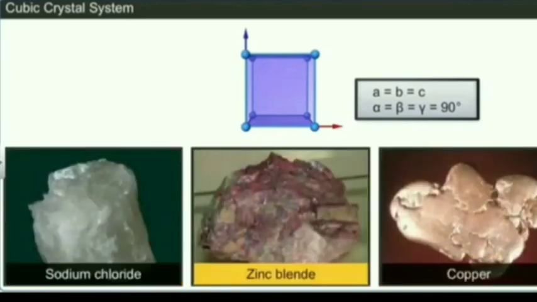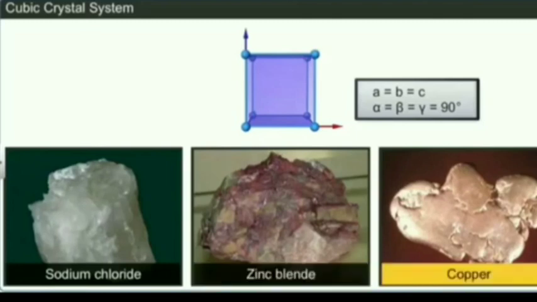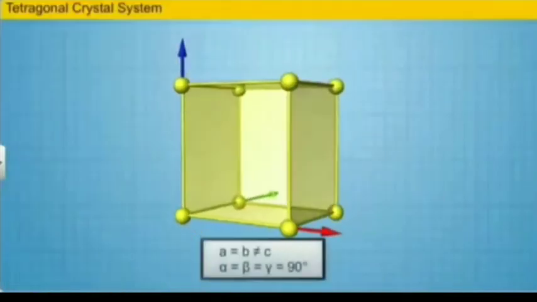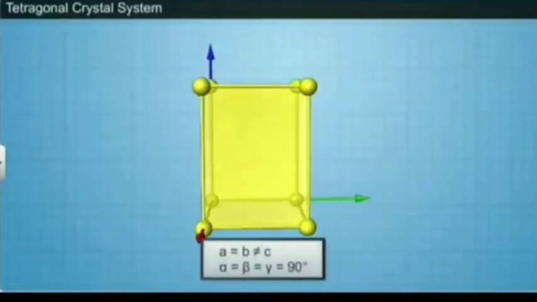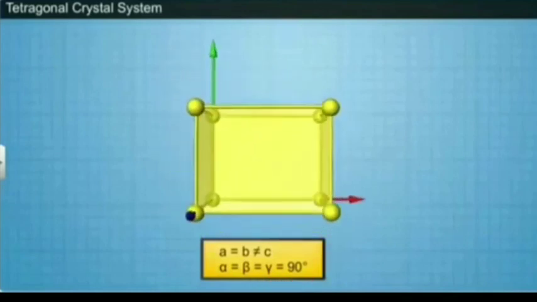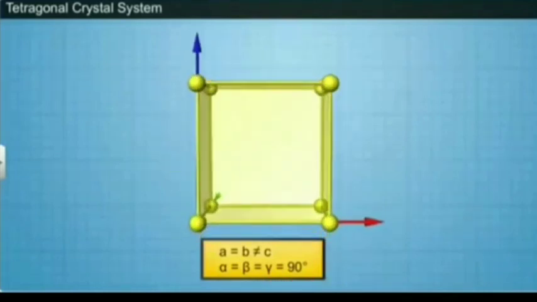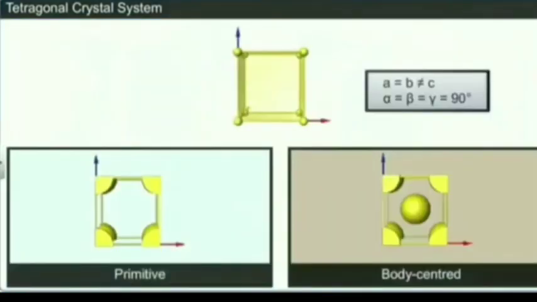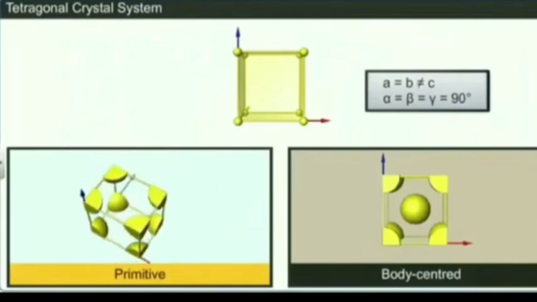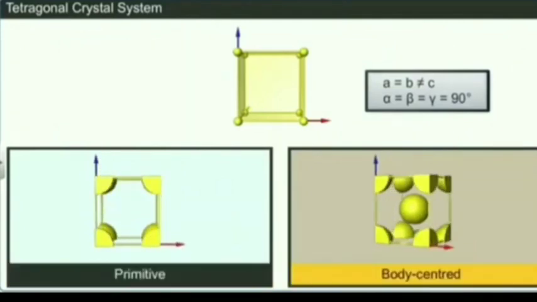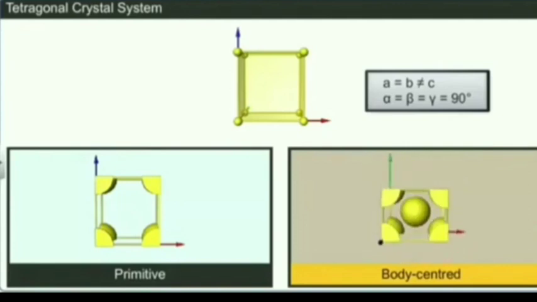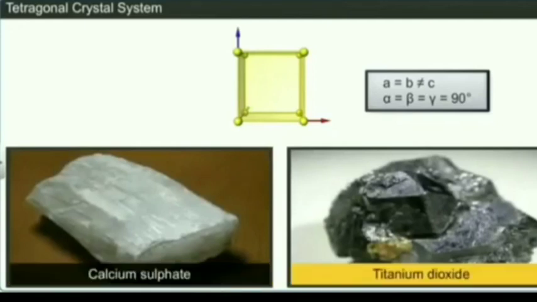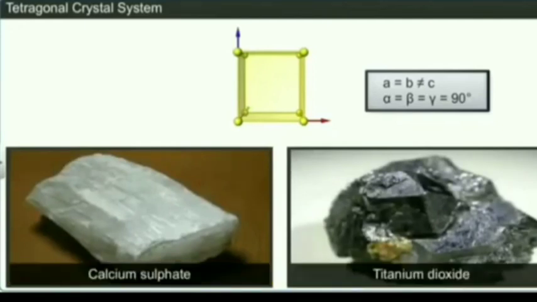Examples: sodium chloride, zinc blende and copper. The second crystal system is the tetragonal crystal system. In this, A is equal to B, which is not equal to C, alpha is equal to beta, which is equal to gamma, which is equal to 90 degree. Then the possible variations are primitive and body centered. That means these 2 versions are seen in our nature. Tetragonal system, 2 versions. Example: calcium sulfate and titanium dioxide.